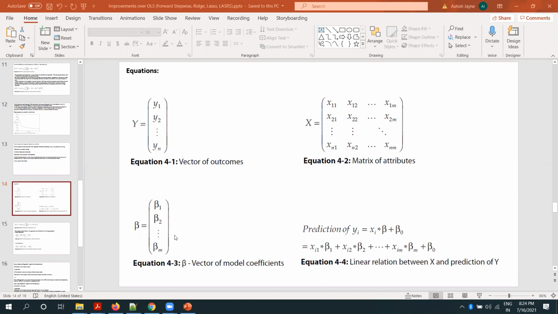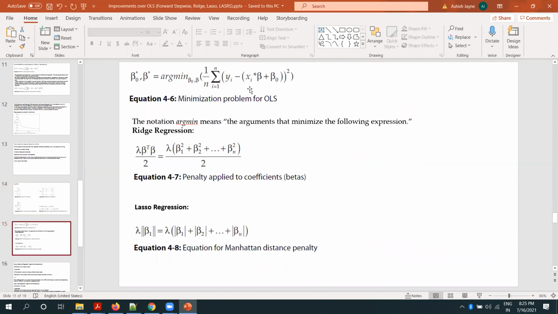When we multiply x by beta, it would be of the same dimensions as y. The way to get it is that the number of rows in the x matrix and the number of columns in beta will give you the size of your output matrix when x is multiplied with beta. Now, in the next slide, we see that this was the minimization problem for OLS. I had explained it earlier.